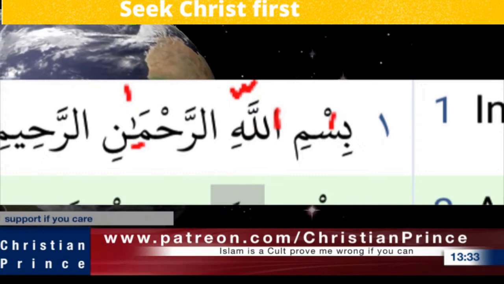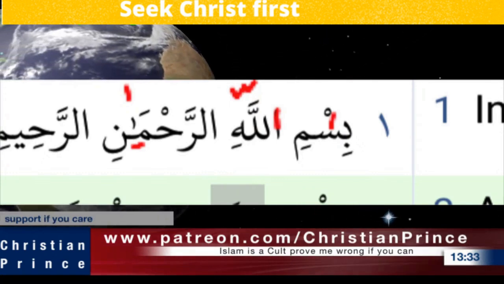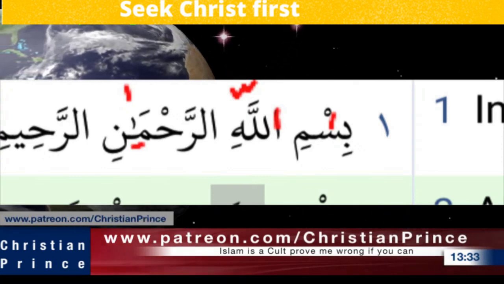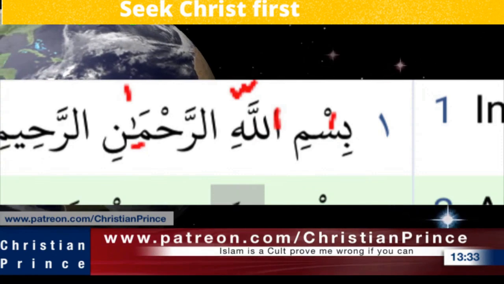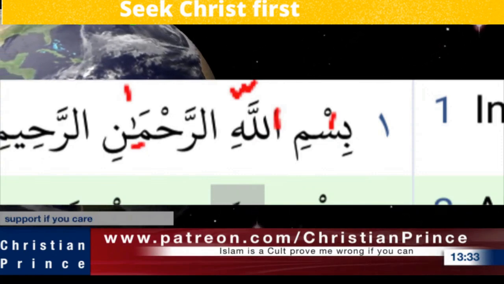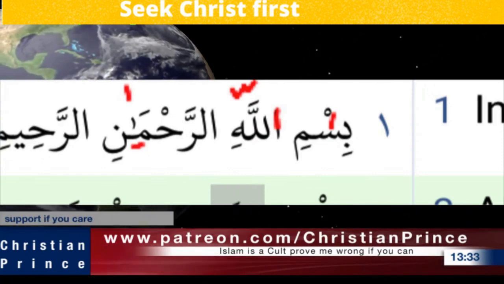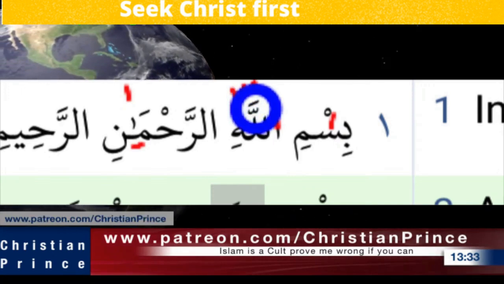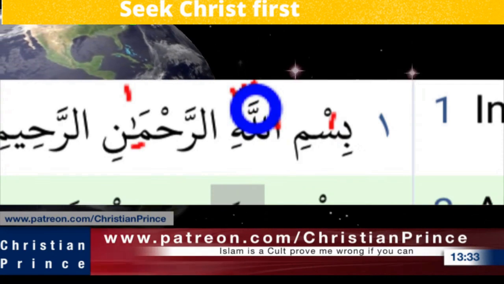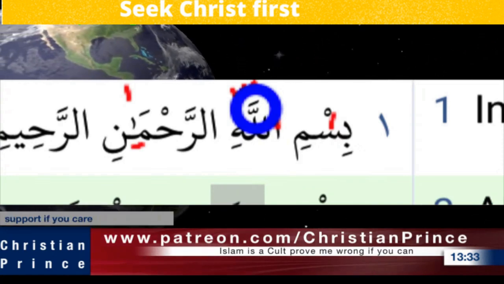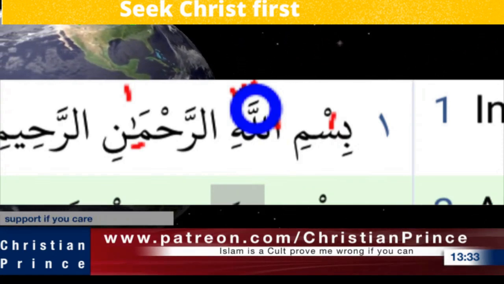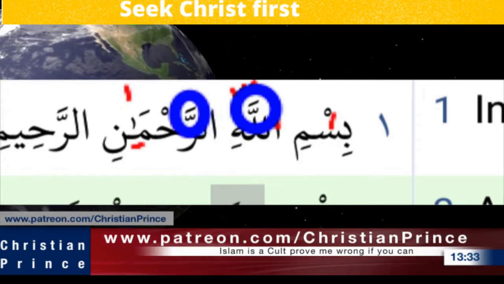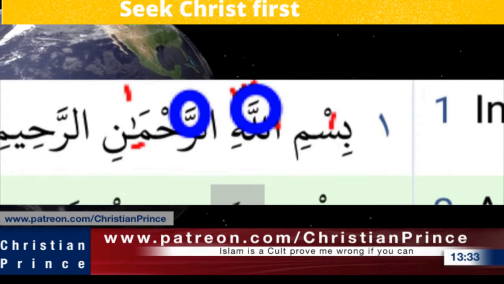Let me see if I can make it in a different shape. Here we go. When you see this thing here, I'll change the color. This is a double letter. Look how many double letters we have. And we have it here again. You see it? And we have a double letter here again.